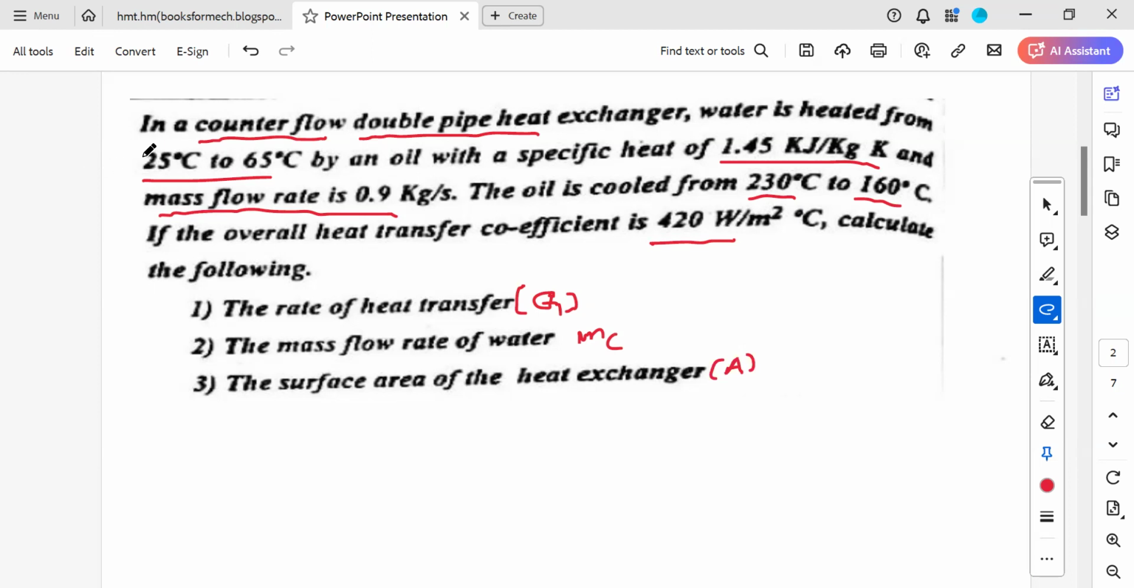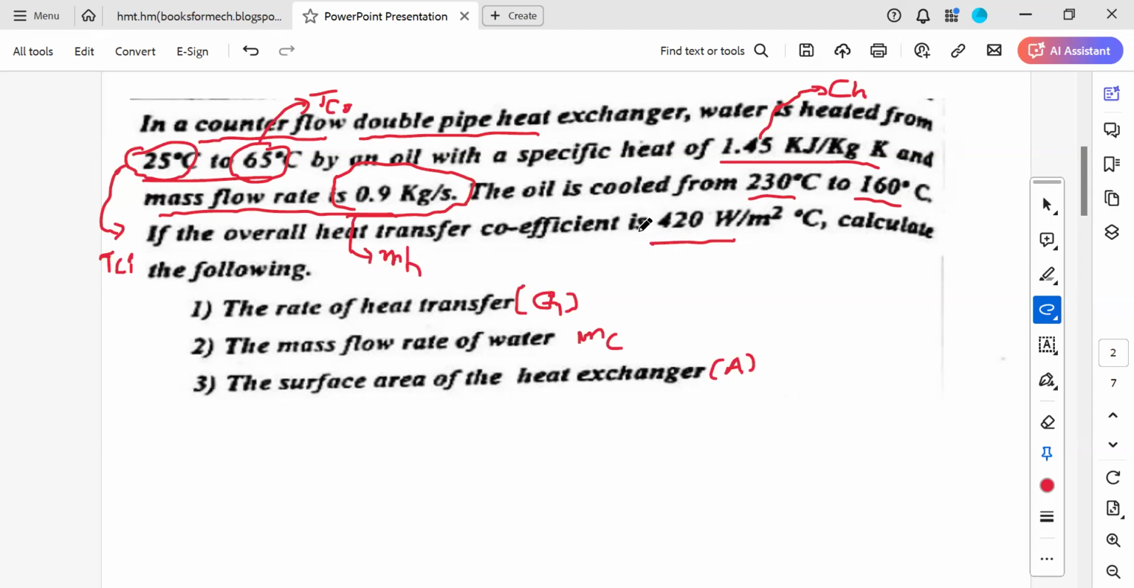Here 25 degrees is called TCI, the cold water inlet temperature. This will be TC naught, the cold water outlet temperature. Next, the specific heat of oil is given, that is CH. Oil is the hot fluid because its temperature is decreasing. And the mass flow rate is also given, MH.